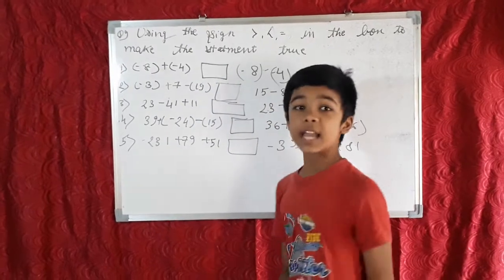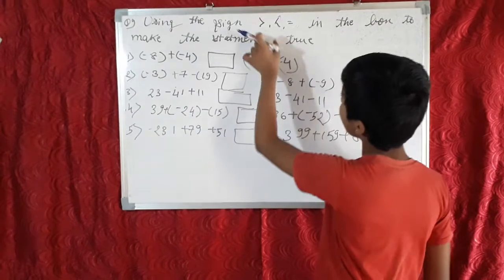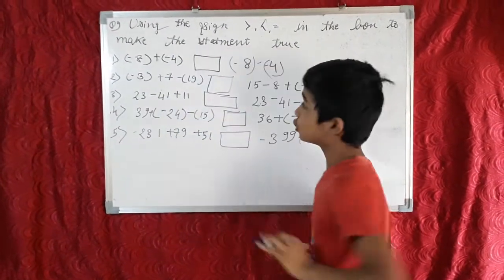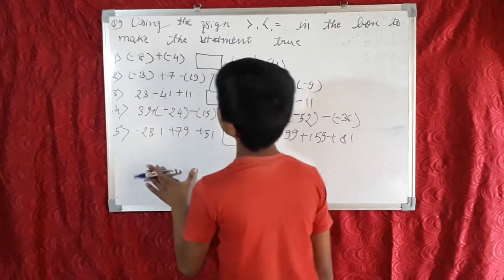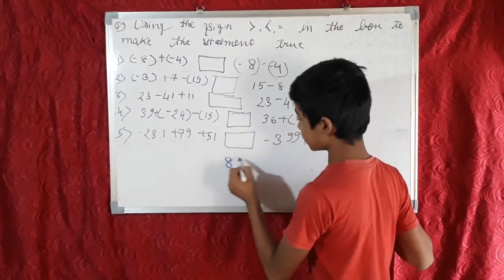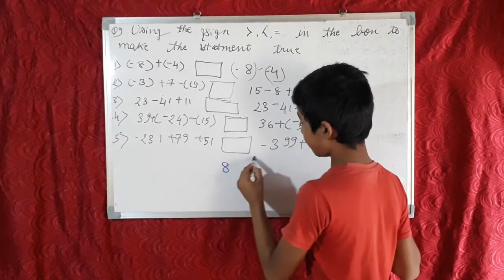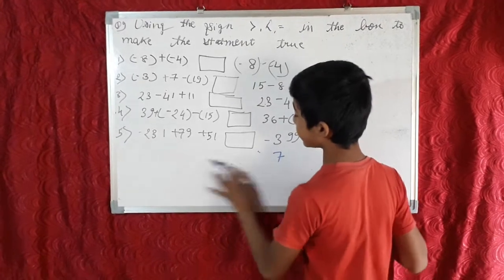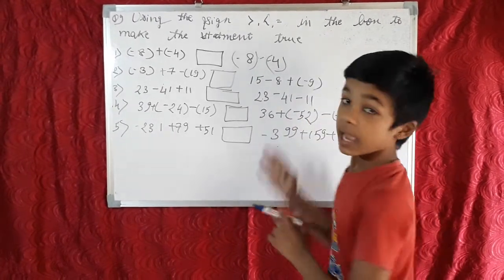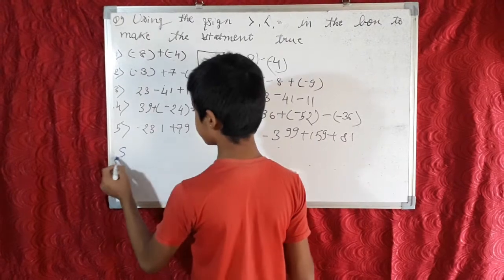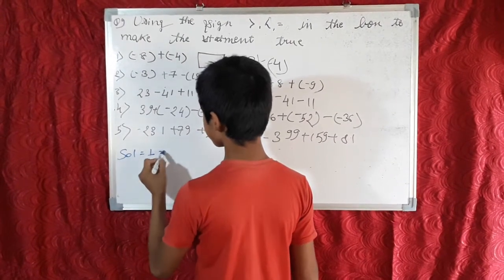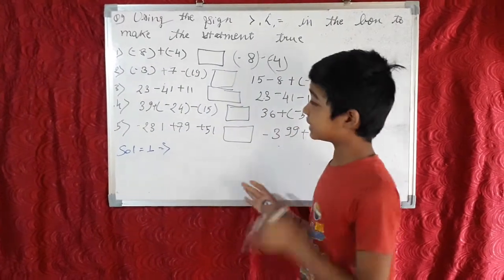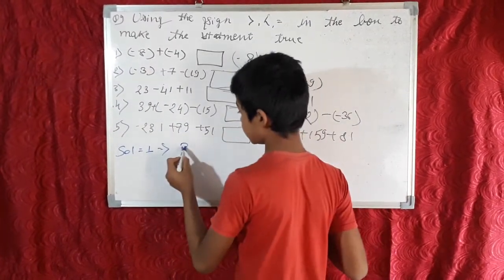We are going to see our ninth question: using the signs greater than, smaller than or equal to, fill in the box to make the statement true. If it is given as 8 box 7, we can know which is greater, but here it is given in integer form, so we don't know. So we have to solve it first. We will write this statement and suppose it as RHS and LHS. Firstly we will take the RHS.